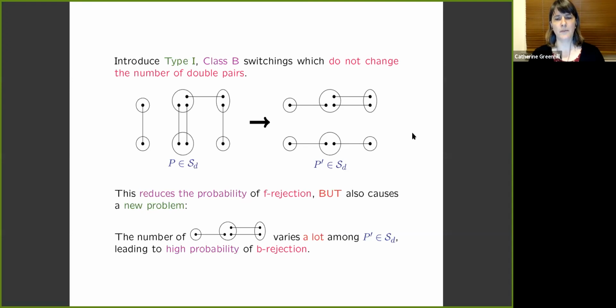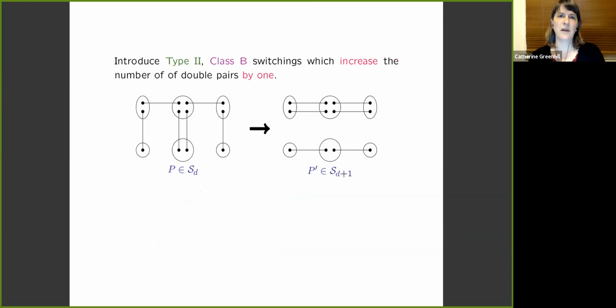But it also causes a new problem when you look at the in degree, the number of ways you could create this object, because these things vary too much if you look at all of the elements of SD, and that would lead to a high probability of B rejection. So to deal with this problem, McKay-Wormald did something quite counterintuitive. I don't know how they thought of this, but they introduced a new switching, which is called a type 2 class B switching, which increases the number of double pairs by 1. So now we allow these 2 pairs of cells to already have a pair between them, as I've shown here, and the number of double pairs goes up by 1, which seems odd because our overall aim is to get down to S0 where we don't have any double pairs at all. But we will only perform this switch with a low probability, so it won't happen very often.